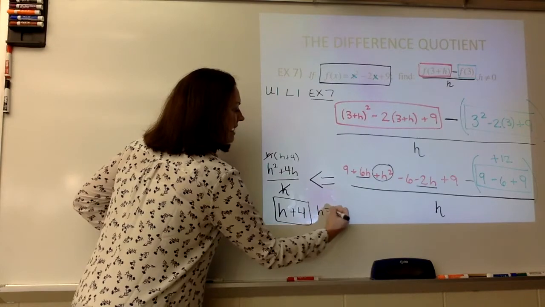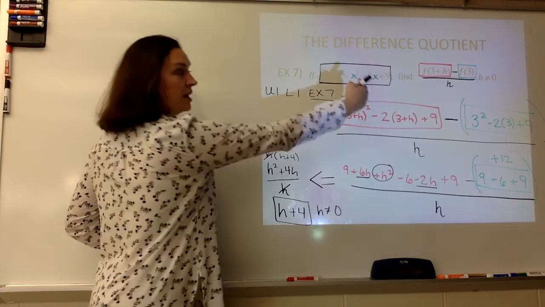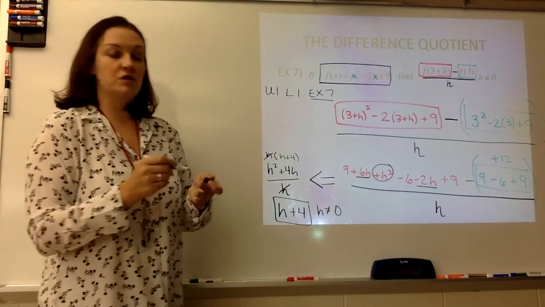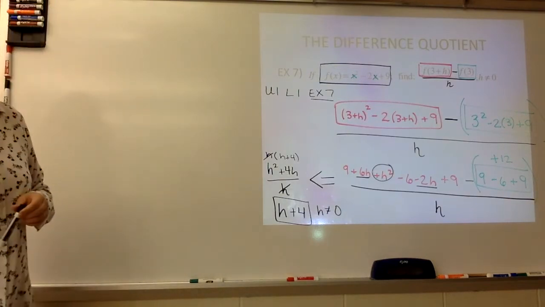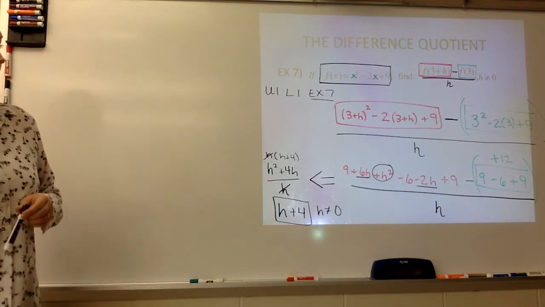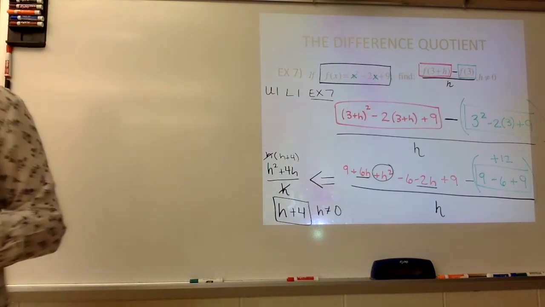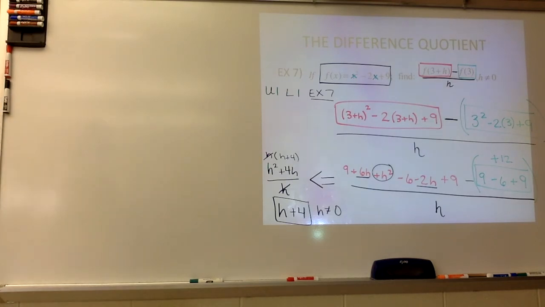But remember, h can still never equal 0 because in the original problem I had a division. So the final answer is h plus 4. Yes, all of the difference quotients will be this long.